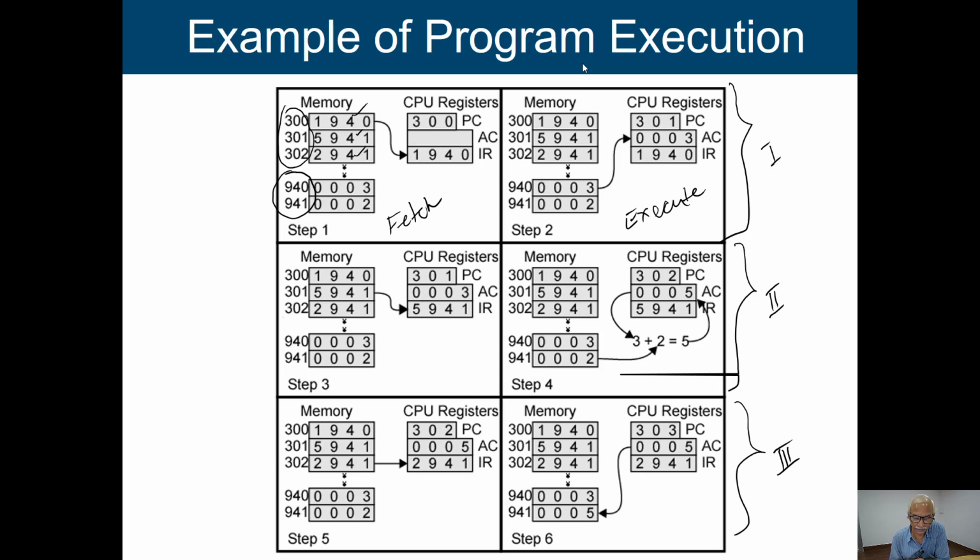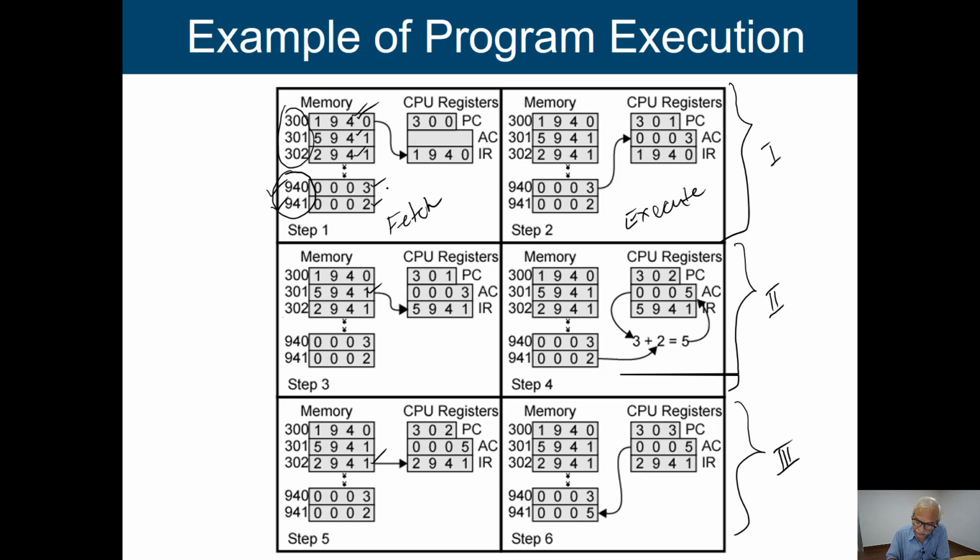Now we have to interpret the information, whatever contents we have over here. In this particular case, in the 300 memory location we are having the first instruction, in the 301 memory location the second instruction, and in the 302 memory location the third instruction. To interpret it properly we have to see the internal organization of my processor also. Secondly, we are having these 2 memory locations, 940 and 941. Here I am having two values, 3 and 2.